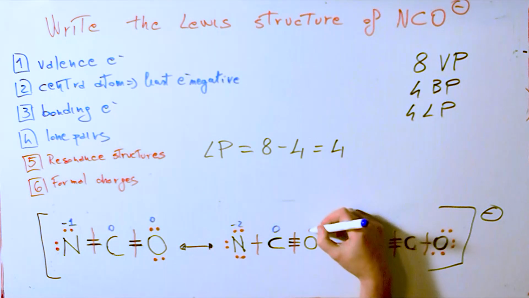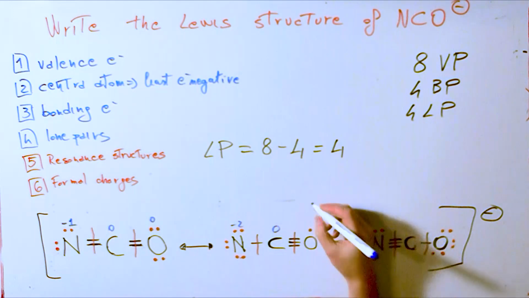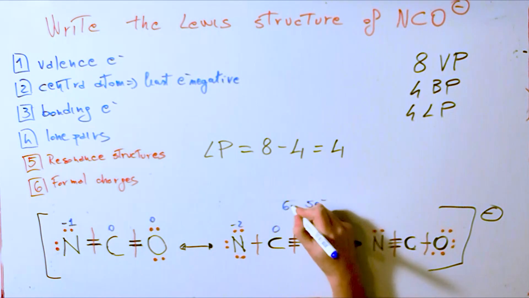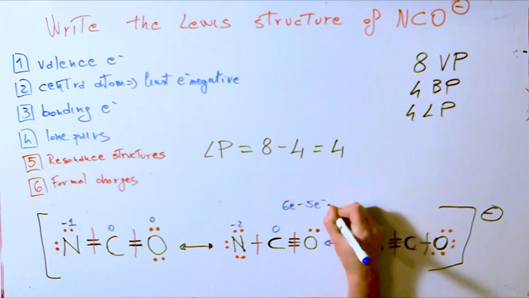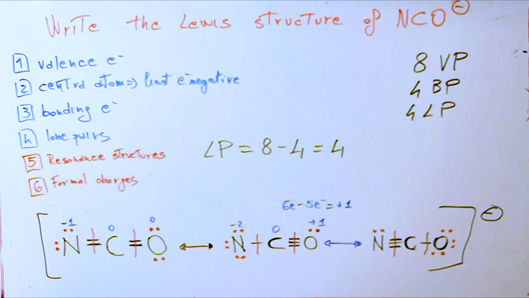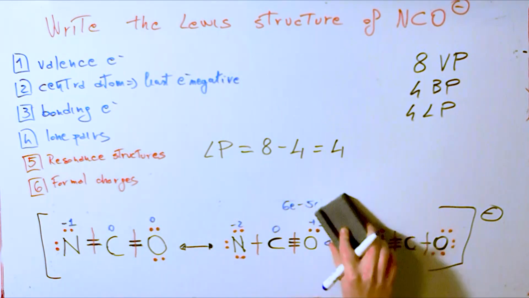And here it will be 1, 2, 3, 4, 5. 5 electrons around oxygen, but the valence electrons of oxygen is 6. So 6 minus 5 is +1. So this oxygen has a +1 charge on it.